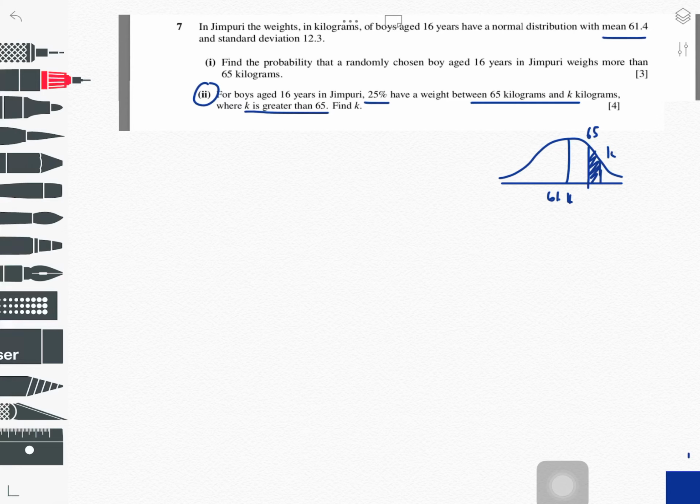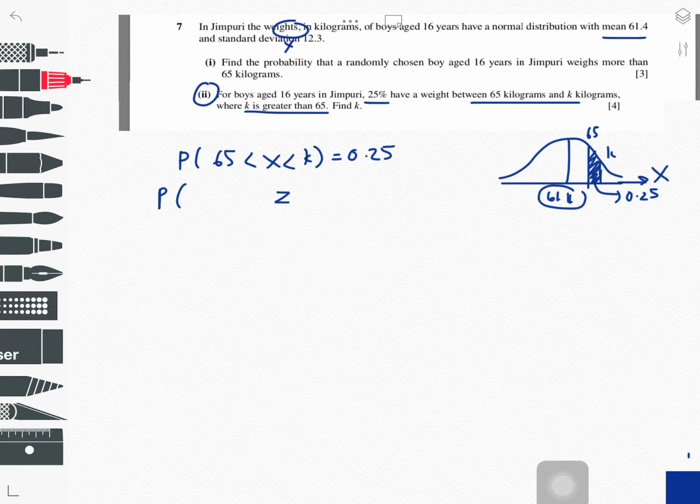So this probability here is given as 0.25. Because I'm writing my mean value here, this definitely has to be the x. What is my x? The weight. The weight I'm labeling as x. So let's write this information like what you always do. You will write like that: 65, k, 0.25. Simple.